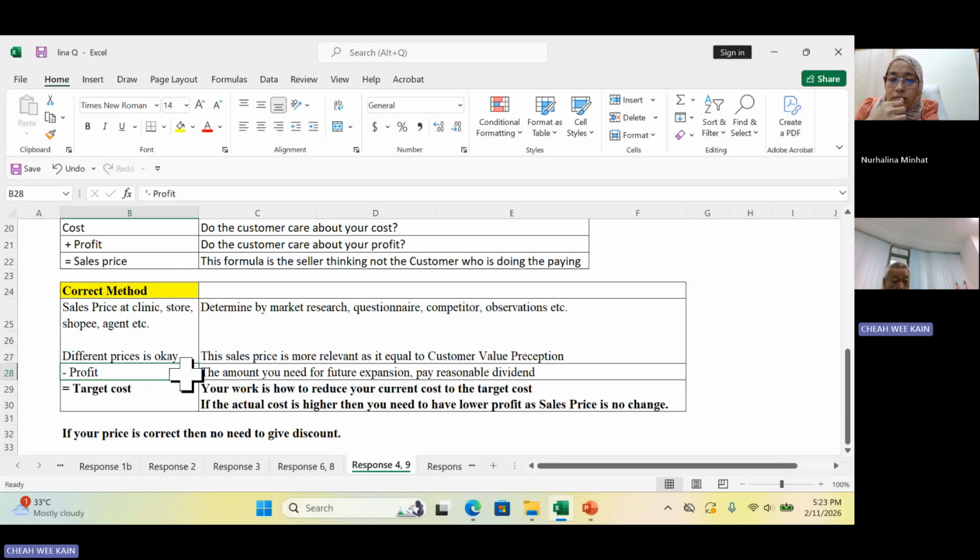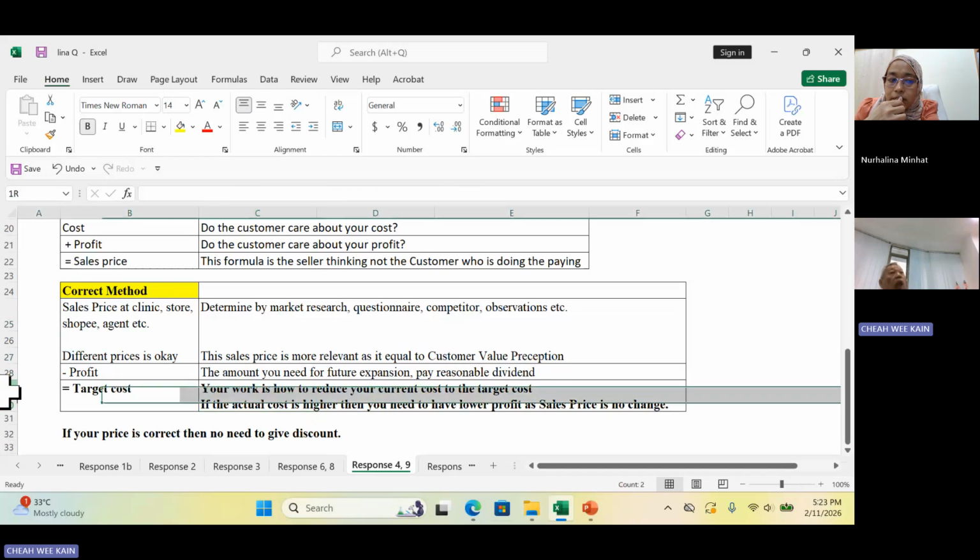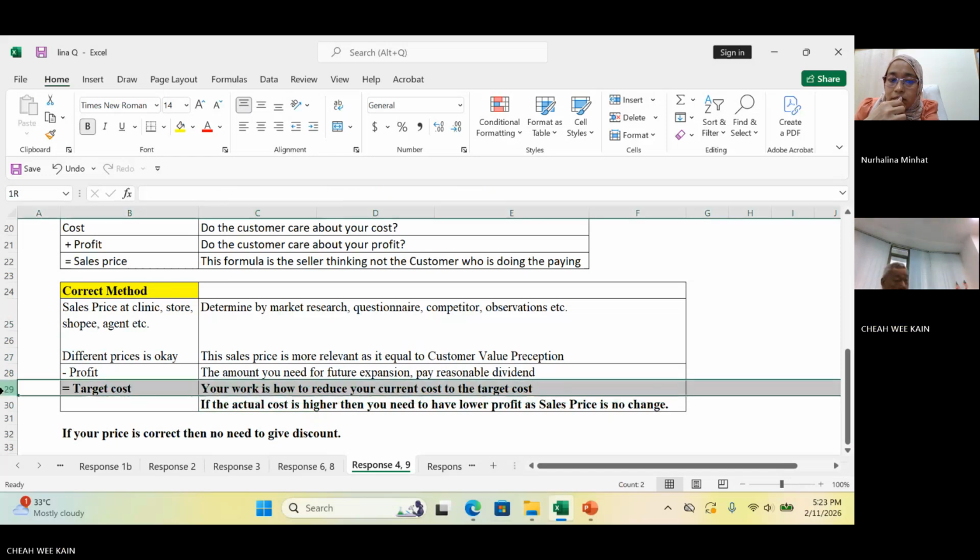If you reduce your profit, what happens? You cannot pay such a good dividend. You cannot do expansion. You understand? That's why I say this is the difficult part. Reduce. How to do cost reduction? There are certain techniques to teach. Sorry, I'm not asked to teach you that.